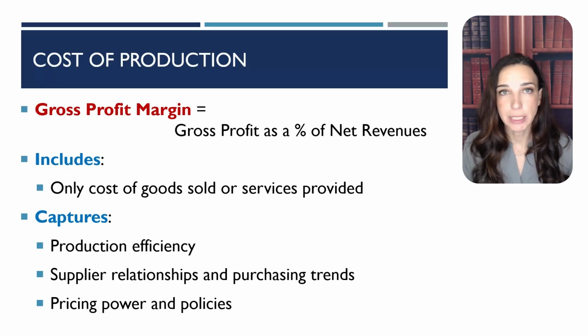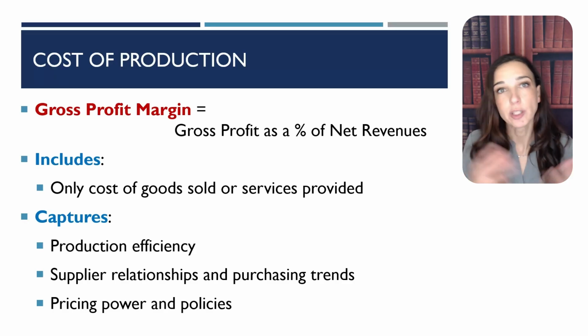So it is a combination of firm power, production efficiencies, how well-oiled of a machine we're running in terms of our manufacturing, in terms of our supply chains, etc.